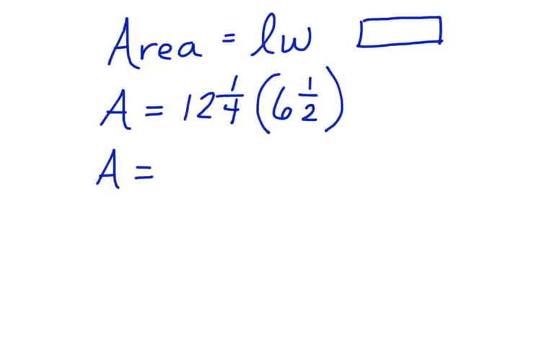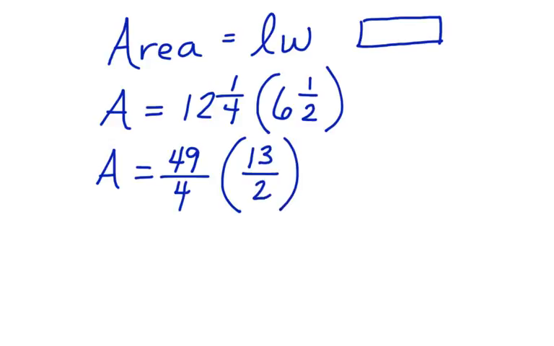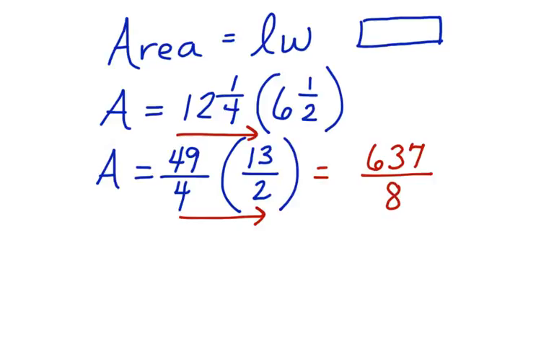12 1/4 converts to an improper fraction when we multiply 4 times 12, which is 48, and add 1, which is 49 over 4, times 2 times 6 is 12, plus 1 is 13 halves. Now we can multiply across. 49 times 13 is 637 over 4 times 2, which is 8.